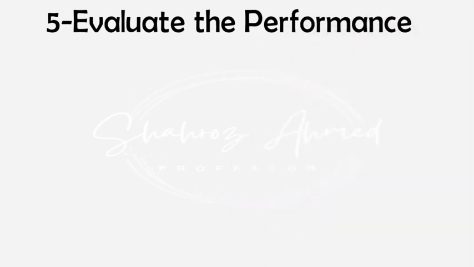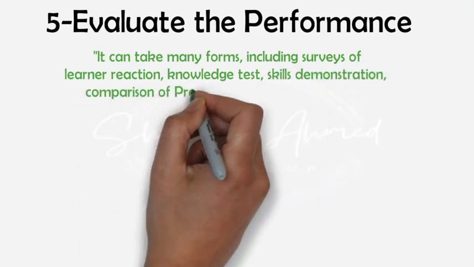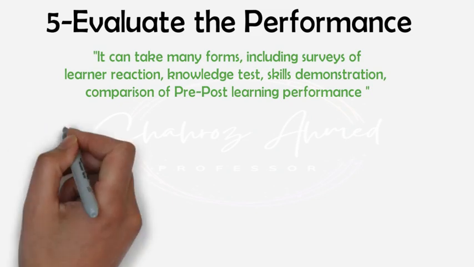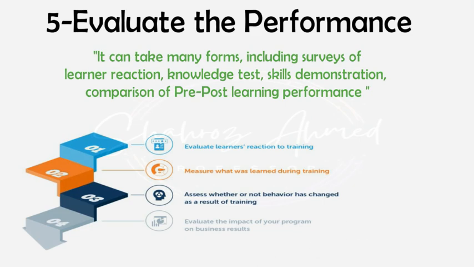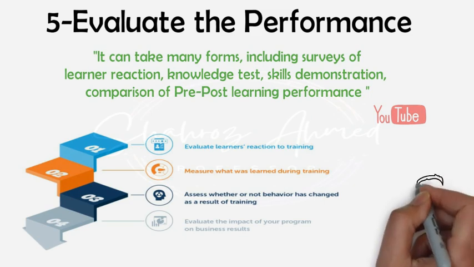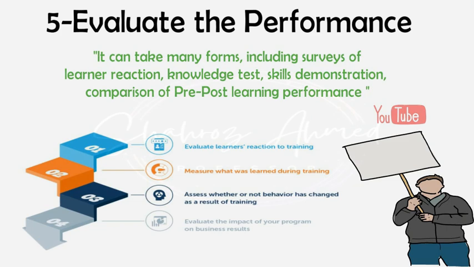The fifth component is about evaluating the performance. It can take many forms, including surveys of learner reaction, knowledge test, skill demonstration, comparison of pre-post learning performances. Evaluating the learner's reaction about the training, measuring what was learned during the training, assessing whether or not behavior has changed as a result of training, and evaluating the impact of your program on business results.